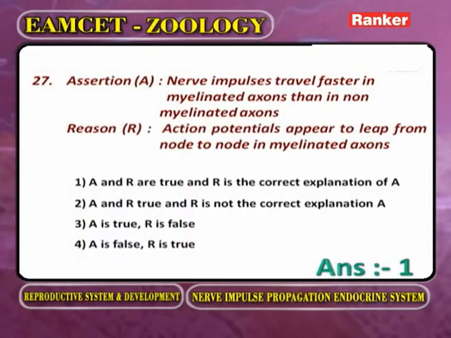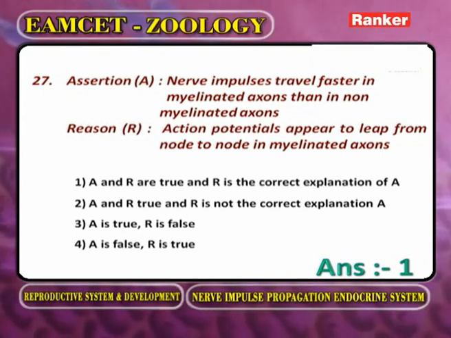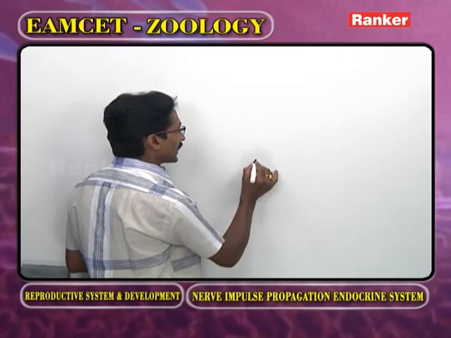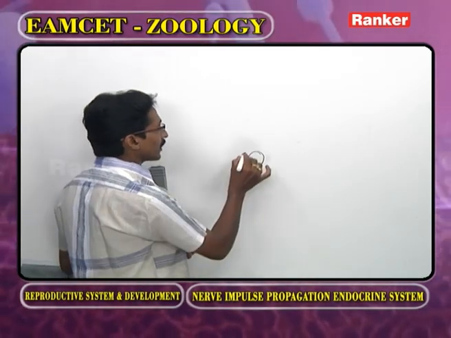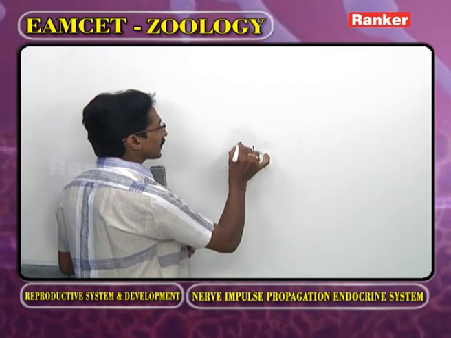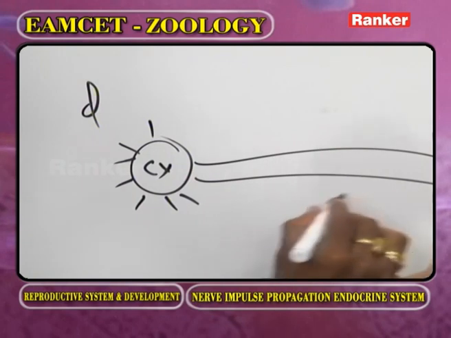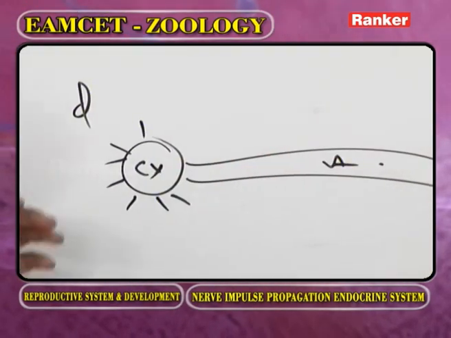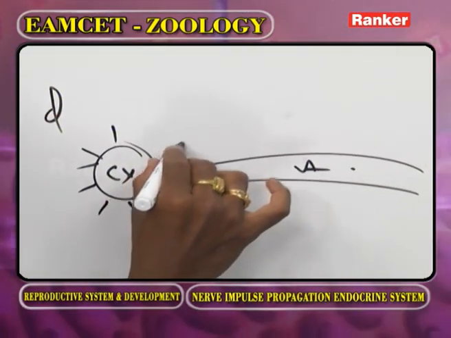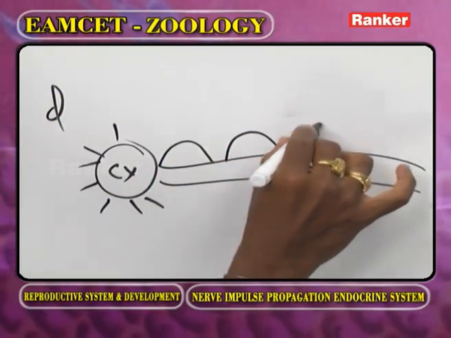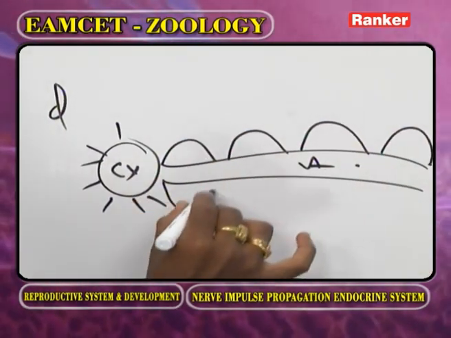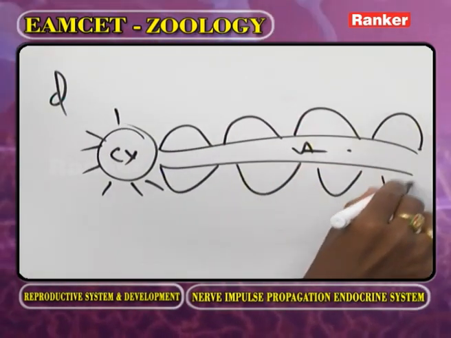nerve impulse travels faster in myelinated axons than in non-myelinated axons. Now as we observe the myelinated axon, this one we call the cyton and these are called dendrons. This one we call the axon. In myelinated axons, this one we call the myelin sheath.